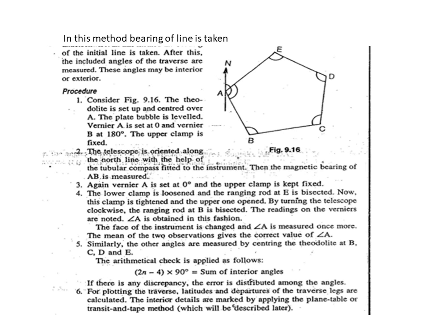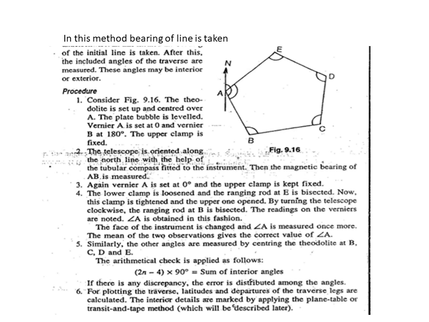The theodolite is set up at station A. The plate bubble is leveled. Vernier A is set to 0 degree and vernier B is set to 180 degree. And then the upper clamp is fixed. The telescope is oriented along the north line with the help of tubular compass fitted to the A frame of the instrument. Then the magnetic bearing of line AB is measured.